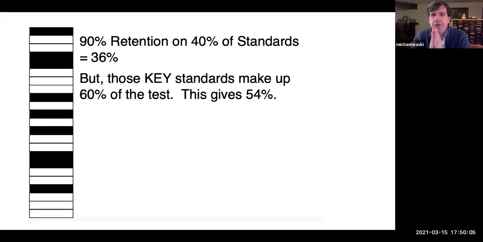So those key standards, let's say they make up 60% of the test. I think it's higher than that in general when you find those keys. But instead of that 40% representing a strict 40%, that represents 60% of the test. So now they're up to 54% rather than just 40% because they're doing better on things that are larger. But wait, there's more.